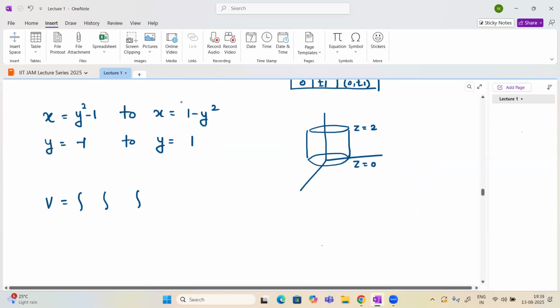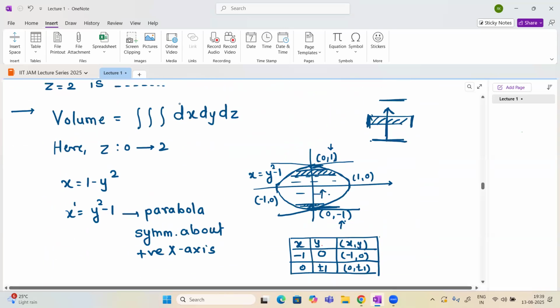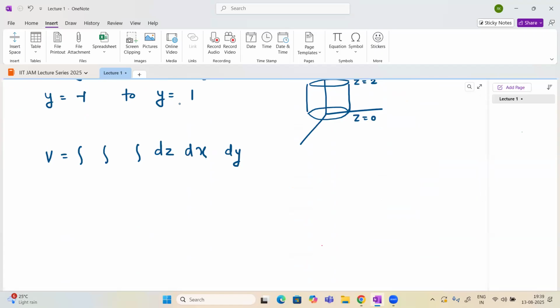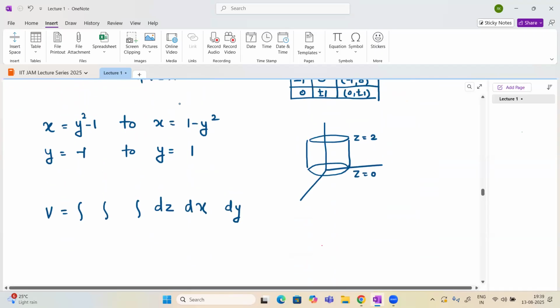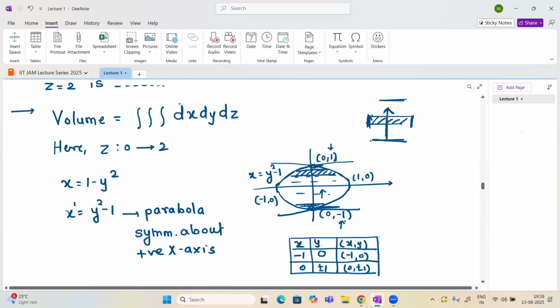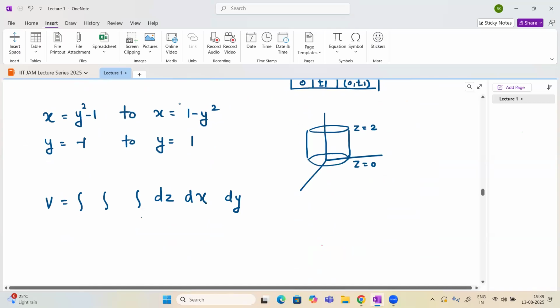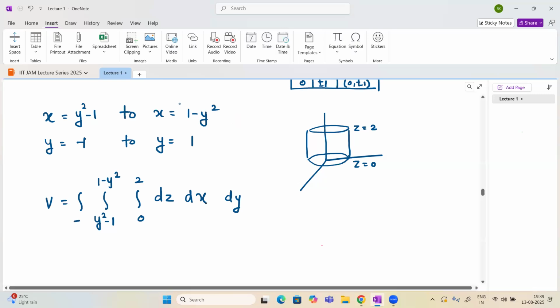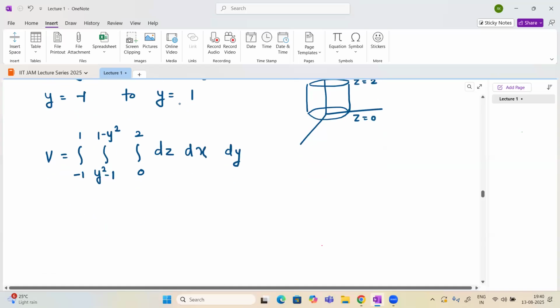We don't have any function inside. The inner integration is with respect to z, so I write that first. Here our strip is parallel to the x-axis, so the middle integration is with respect to x and the outer integration is obviously with respect to y. What are the limits of z? 0 to 2. And what are the limits of x? y square minus 1 to 1 minus y square. I have written that already here. And what will be the limits of y? -1 to 1.